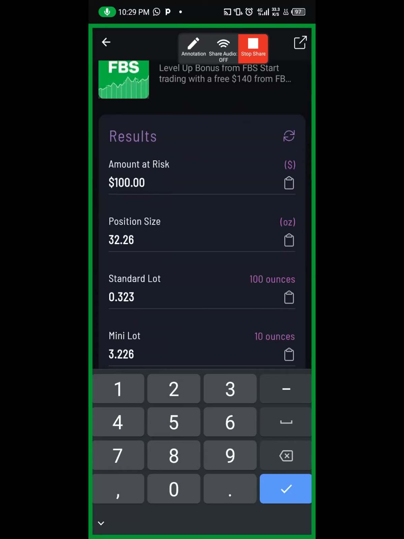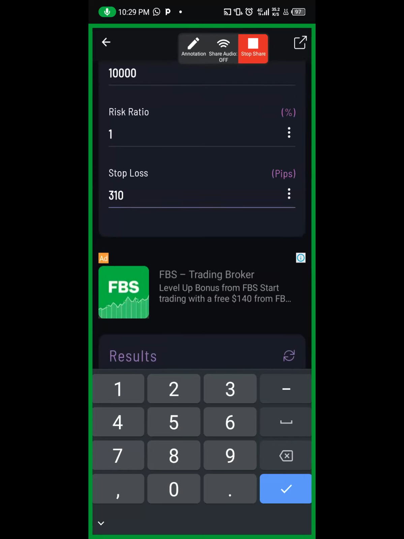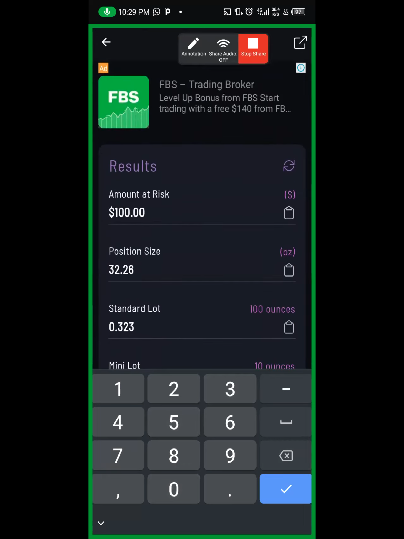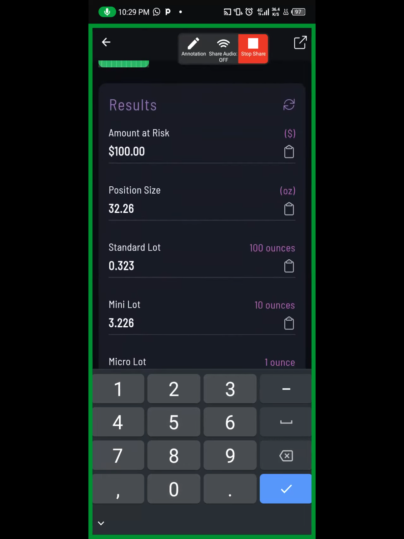So in other words, if it's 50 pips now, instead of 50, you add 0, making it 500. Whatever it is, you must add 0. So this one is 31 pips. You must add 0, making 310. So the risk size is 100. Your position size is 32.